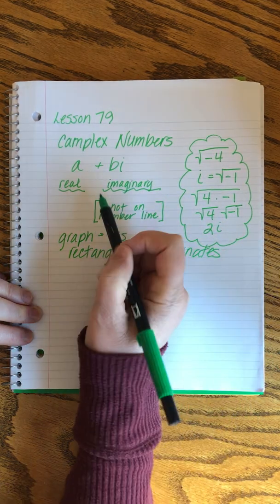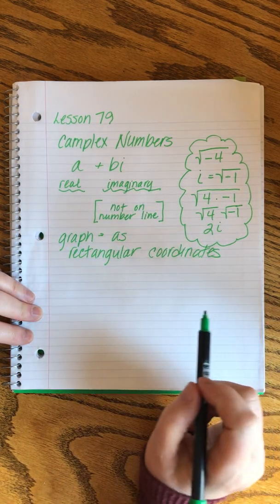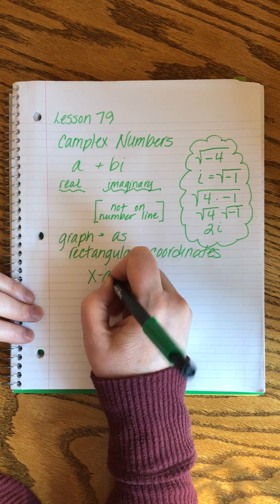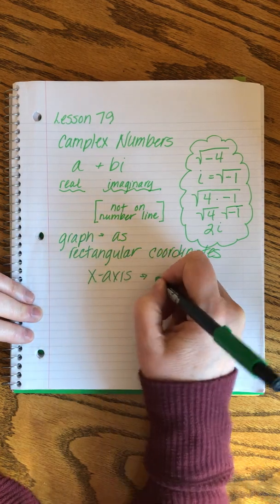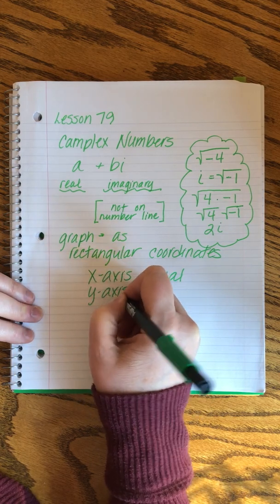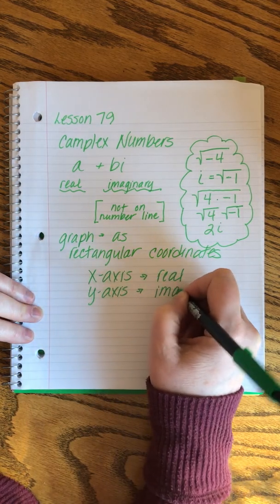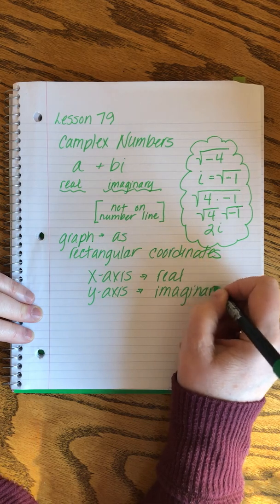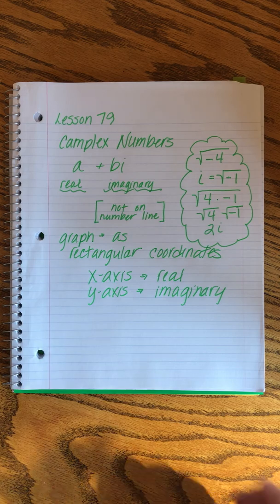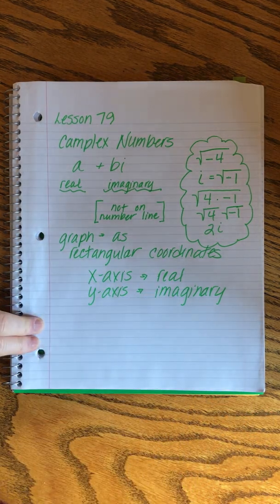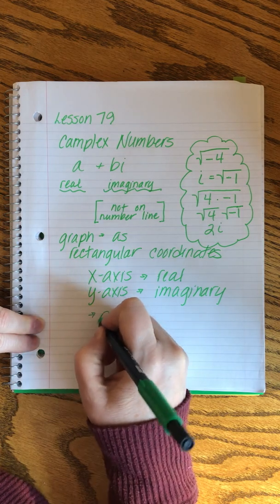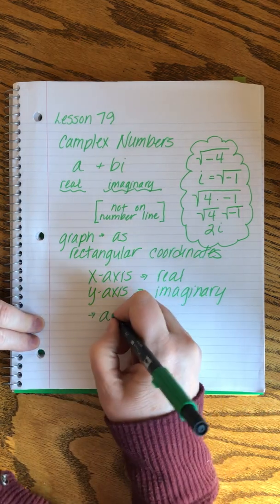We can graph complex numbers as rectangular coordinates. We just use the x-axis for the real part, and we use the y-axis for the imaginary part. Right? That's easy. We just rename the axes and it works out fine. And we also learned fairly recently that we can graph them also as polar coordinates.